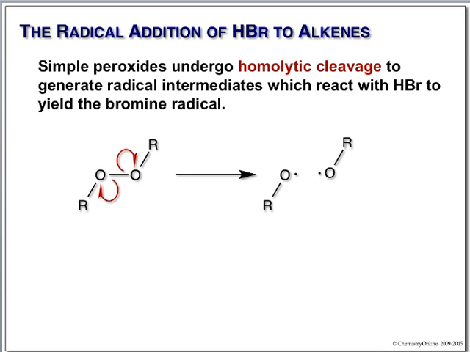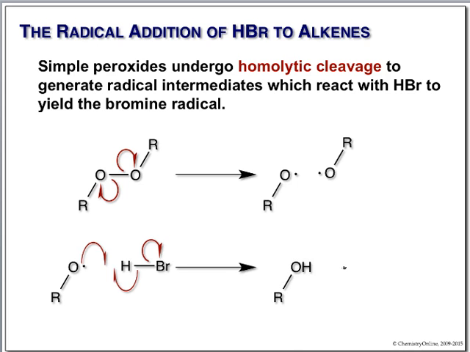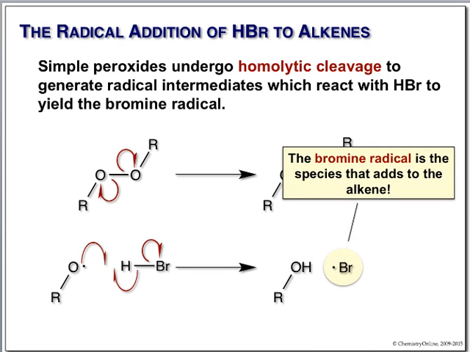In order to form the alkyl bromide, this radical must then react with HBr. What it's going to do is simply abstract a hydrogen atom from HBr, and it's going to leave the bromine radical. The bromine radical is the thing that's going to add to the alkene.